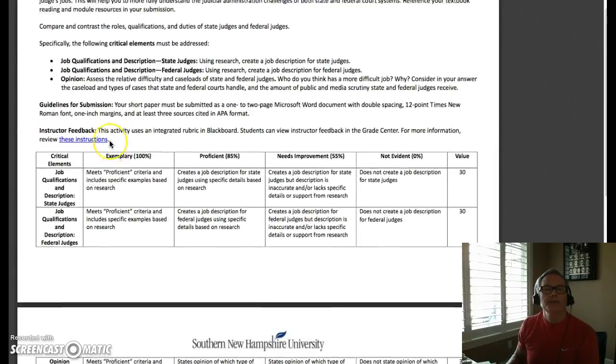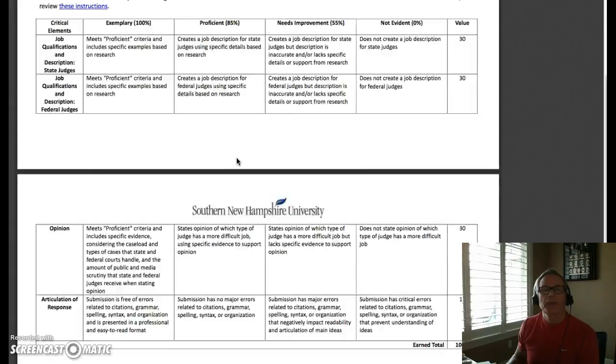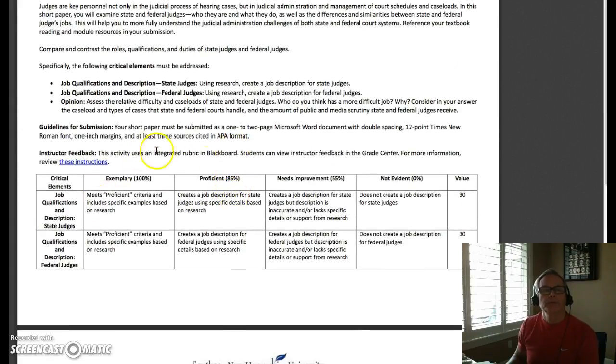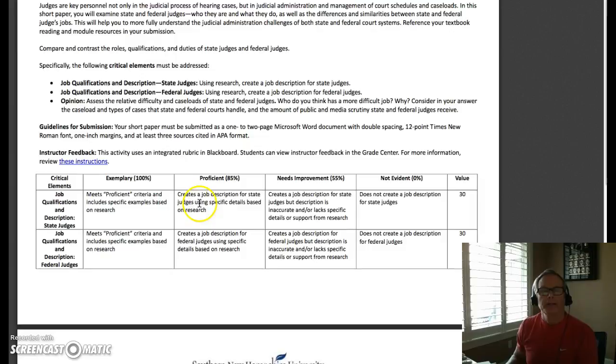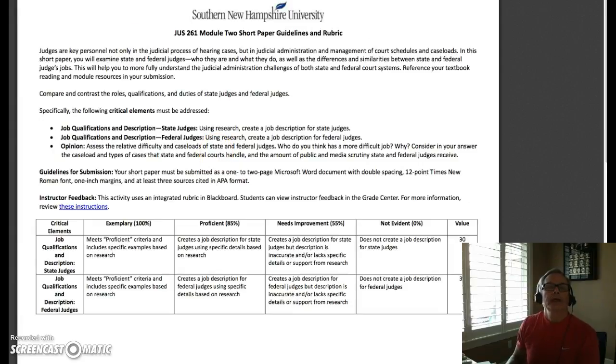So take a look at this before you start working on your paper so you have an understanding of what the requirements are and what should be included in your paper. And also, if you need, again, review the different types of ratings. My goal would be for you to all get an exemplary rating, but you're going to have to go ahead and provide some additional research that goes above and beyond the proficient level.